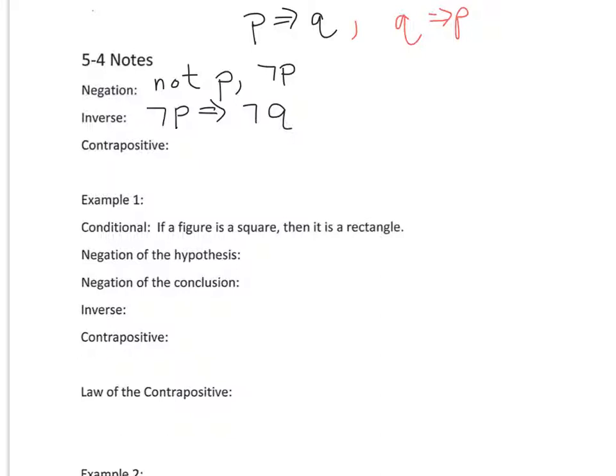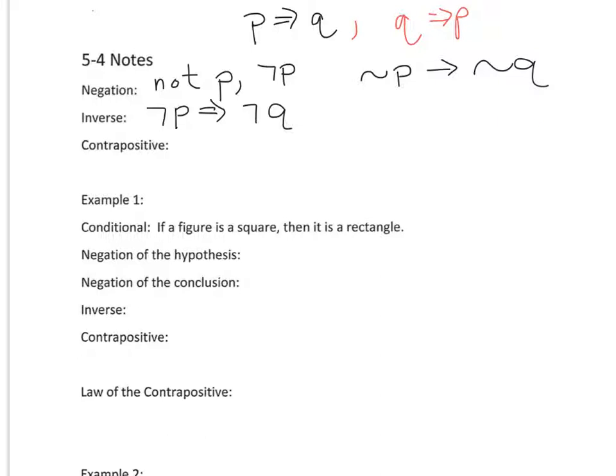Sometimes you'll see this as a way to write not. It also is written like this: not P implies not Q. Actually, I think our book uses the squiggly line, so I'm going to stick with the squiggly. So an inverse is just basically putting nots in front of both statements, both the hypothesis and the conclusion.